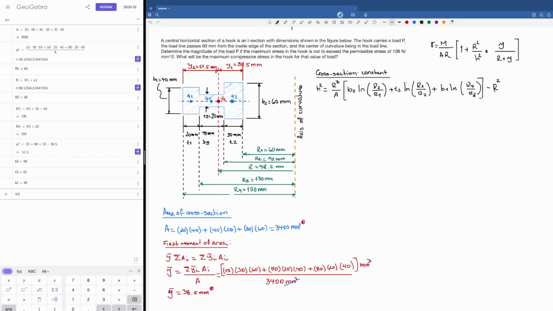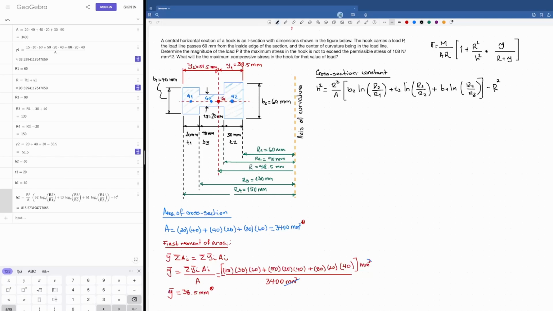Then H2, I'm going to write like this. It's going to be R to the power of 3 divided by the area times, open brackets, B2 times the natural logarithm of R2 divided by R1 plus T3 times the natural logarithm of R3 divided by R2 plus B1 times the natural logarithm of R4 divided by R3, and all of that is minus R squared. So let me check the formula again. So B2 is 60, then R2, 90, R1, yeah, it makes sense. Then T3, B1, perfect, and R2, just rechecking the formula here.